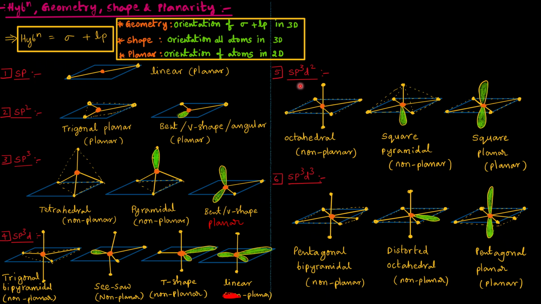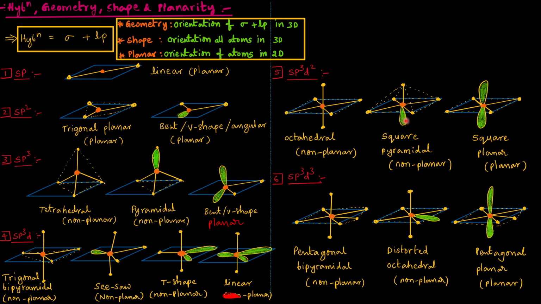Next, sp3d2 hybridization. The number of sigma bonds is 6, so that is sp3d2 hybridization. These are oriented with 4 sigma bonds in the same plane, meaning equatorial position, and 2 in axial position like this. So this geometry is said to be octahedral. Since 2 atoms are out of the plane, this molecule is said to be non-planar.